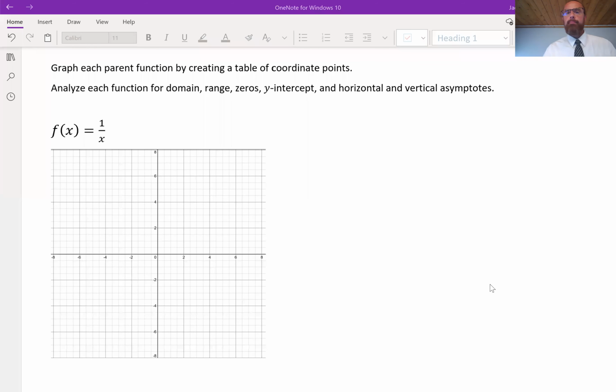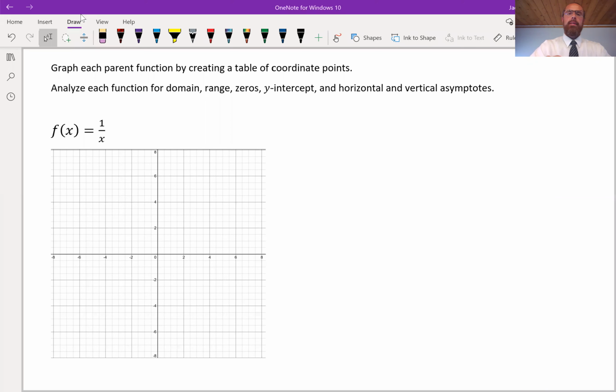So our third example for graphing parent functions is something that we saw first in Algebra 2. So here our task is the same. I want to graph each parent function by creating a table of coordinate points. So we'll begin by creating our table.